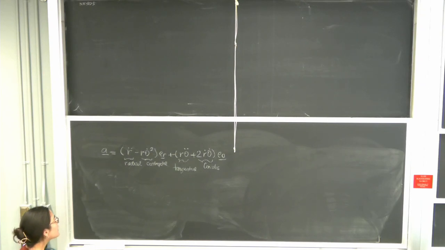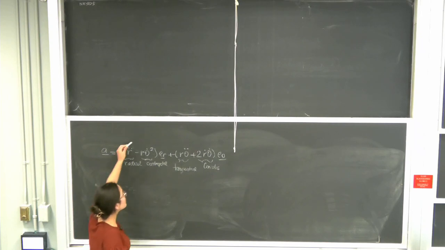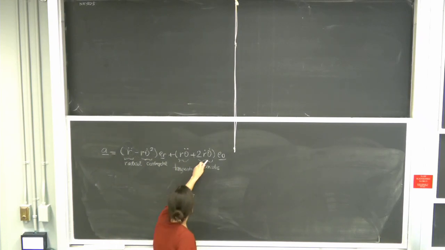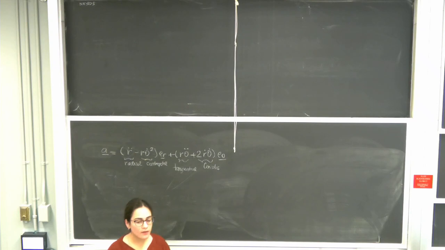Okay, so can you think of a situation where we only have the radial term of the acceleration? So if we only have this term, then all the other terms need to be 0, then what is theta?